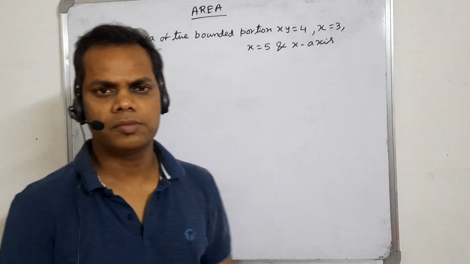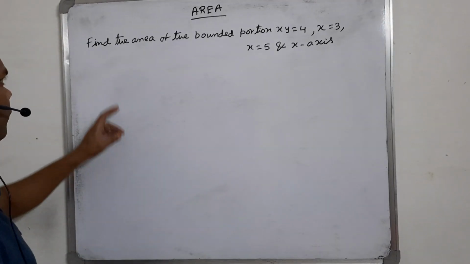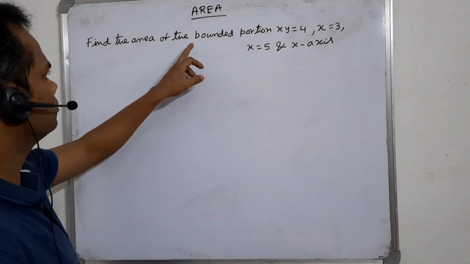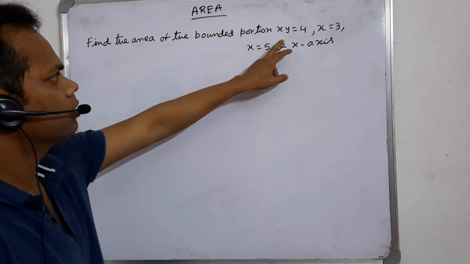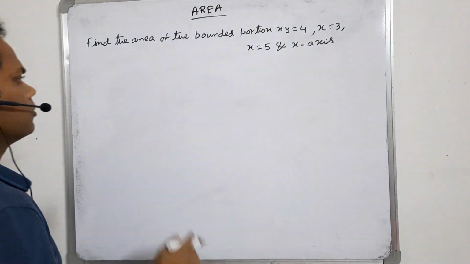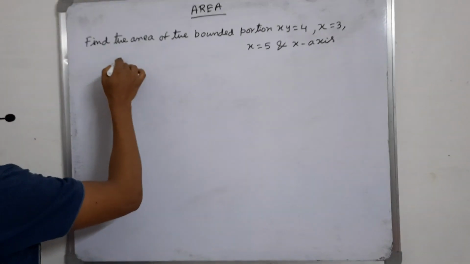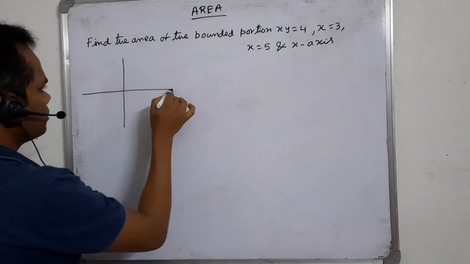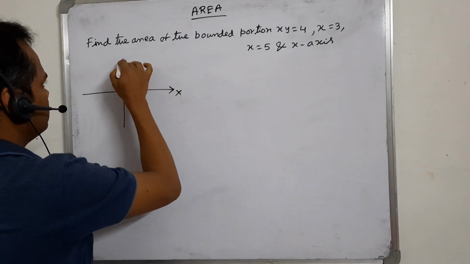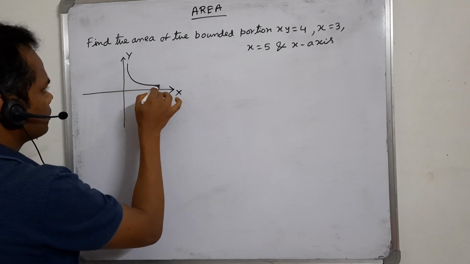Well, students, the topic of the video is area. Now we have to find the area of the portion bounded by xy equals 4, xy equals 3 and the x-axis. This is the equation of a rectangular hyperbola. And the diagram of this figure is: this is the x-axis, this is the y-axis, xy equal to 4 like this.